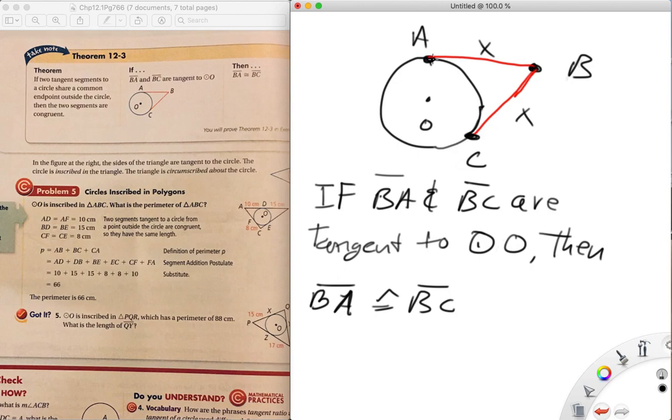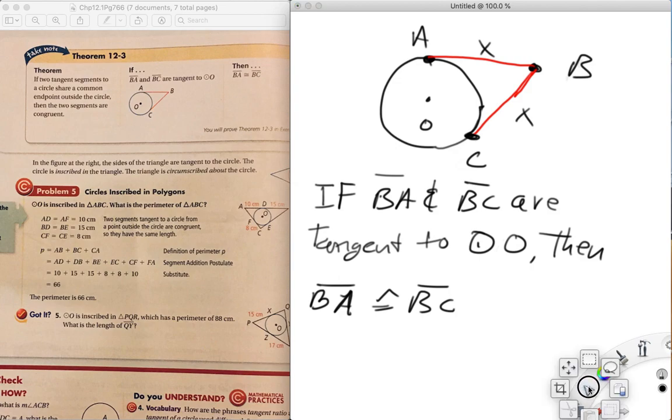If they're both tangent to the same circle and they meet at a common point on the outside of the circle, then they are tangent. If two tangent segments to a circle share a common endpoint outside of the circle, then those two segments are congruent.